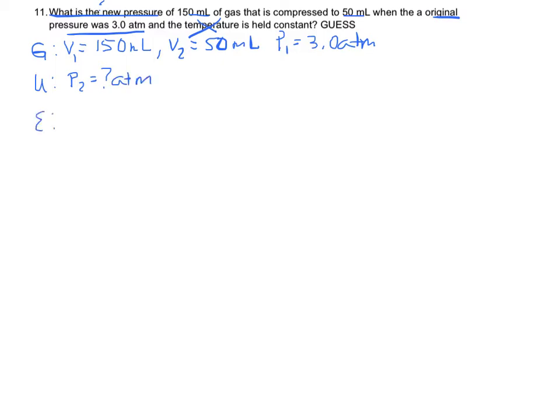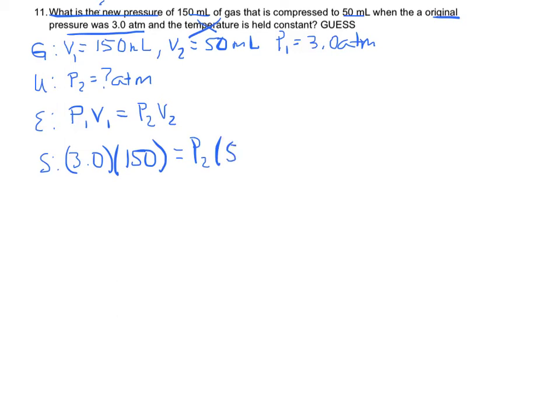All right, so the equation that deals with pressure and volume is Boyle's law, and you can look that up on your formula chart. P1 times V1 is equal to P2 times V2. And then we just need to substitute our numbers in. Our initial pressure was 3.0 atmospheres. Our initial volume was 150 milliliters. We don't know what our final pressure is, that's what we're looking for. And the final volume was 50 milliliters.